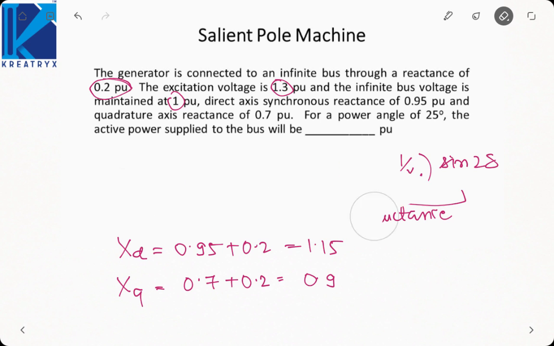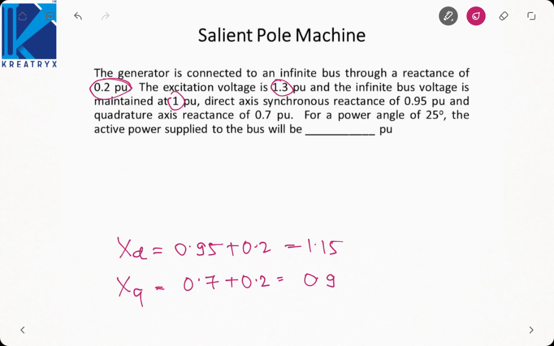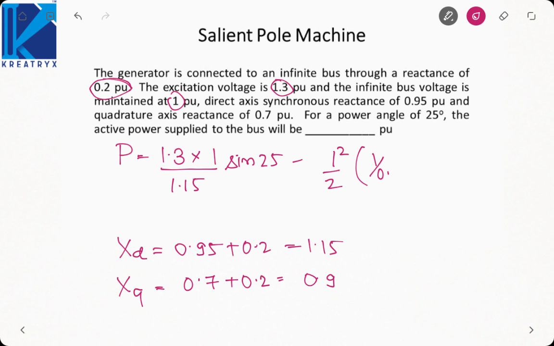We just need to plug in the values into this expression. 1.3, infinite bus voltage 1 pu, Xd is 1.15, sine of delta, that is sine of 25, plus Vt square by 2, 1 by Xq minus 1 by Xd, sine 2 delta, that is sine of 50 degree. So this will come out to be 0.57 pu. That is how you calculate the active power delivered by a salient pole machine.